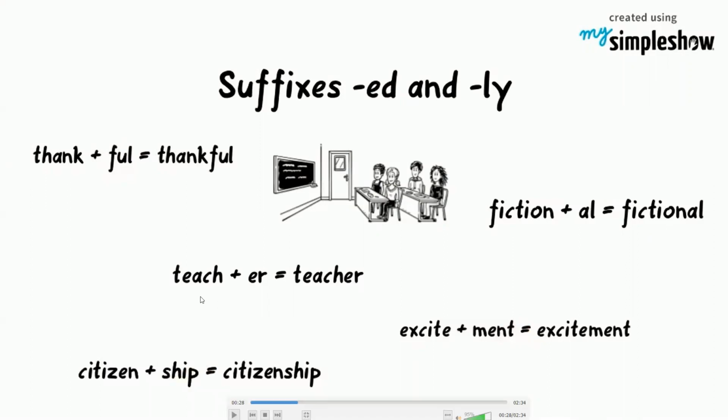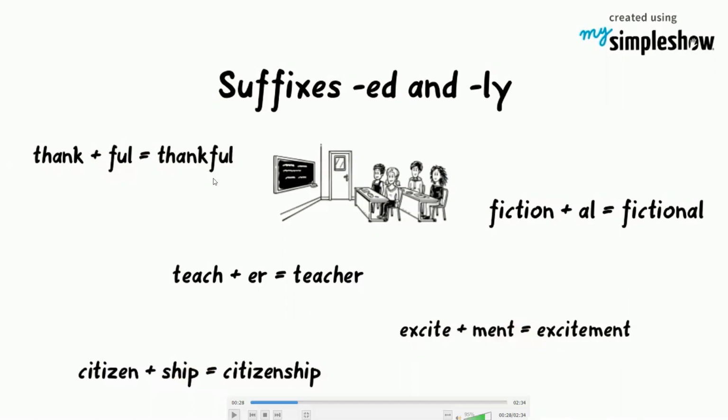Next one, you have the verb teach. Couple it with the suffix er, and you'll form the word teacher. Like our teacher continues to upload videos and lots of quizzes for us in Edmodo. Next one, you have the word excite, which is a verb. Couple it with the suffix ment, and you'll form the noun excitement, which is a state or an emotion. Next one, the noun citizen. If you put the word ship after it, then you form another noun, which is citizenship.